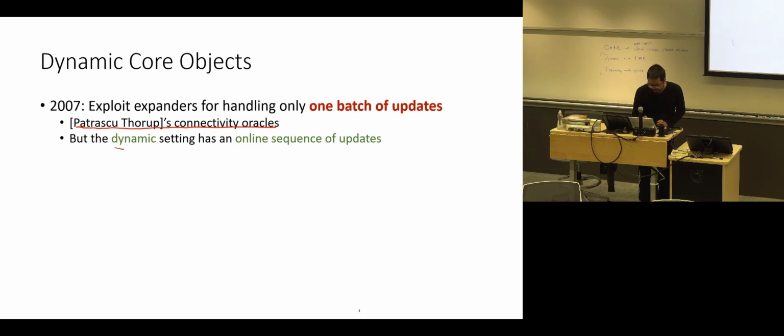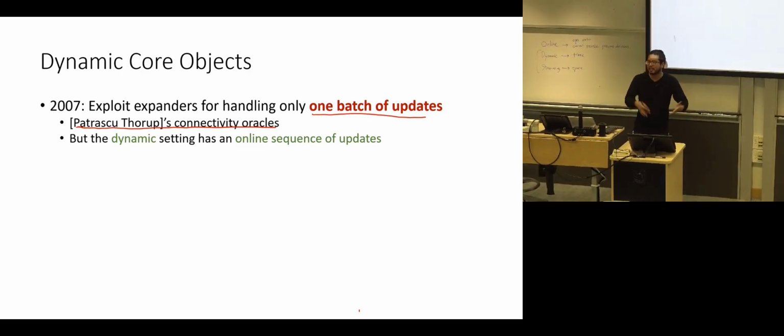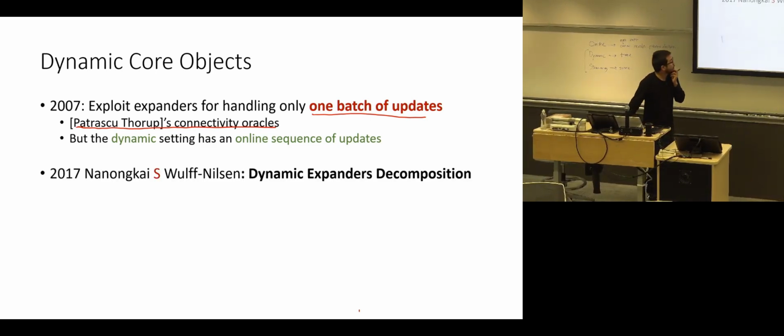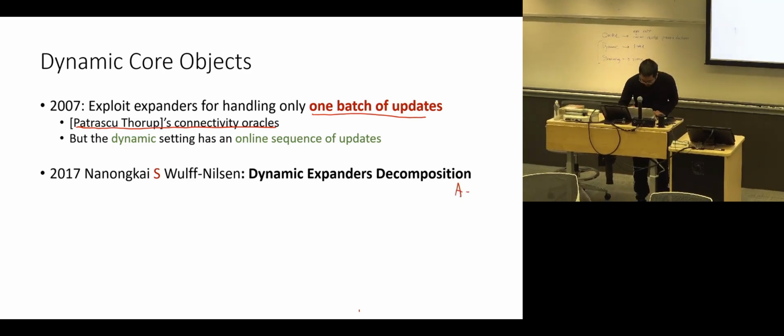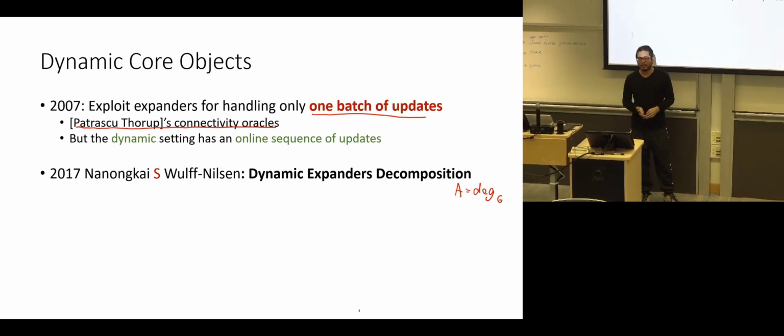Like this is almost dynamic, but not quite dynamic because it only handles one batch of updates. But this connectivity oracle is one application of expanders to the almost dynamic setting. But in this work, we show dynamic expander decomposition when the node weighting is degree. If the node weighting is not degree, we don't know dynamic expander decomposition.